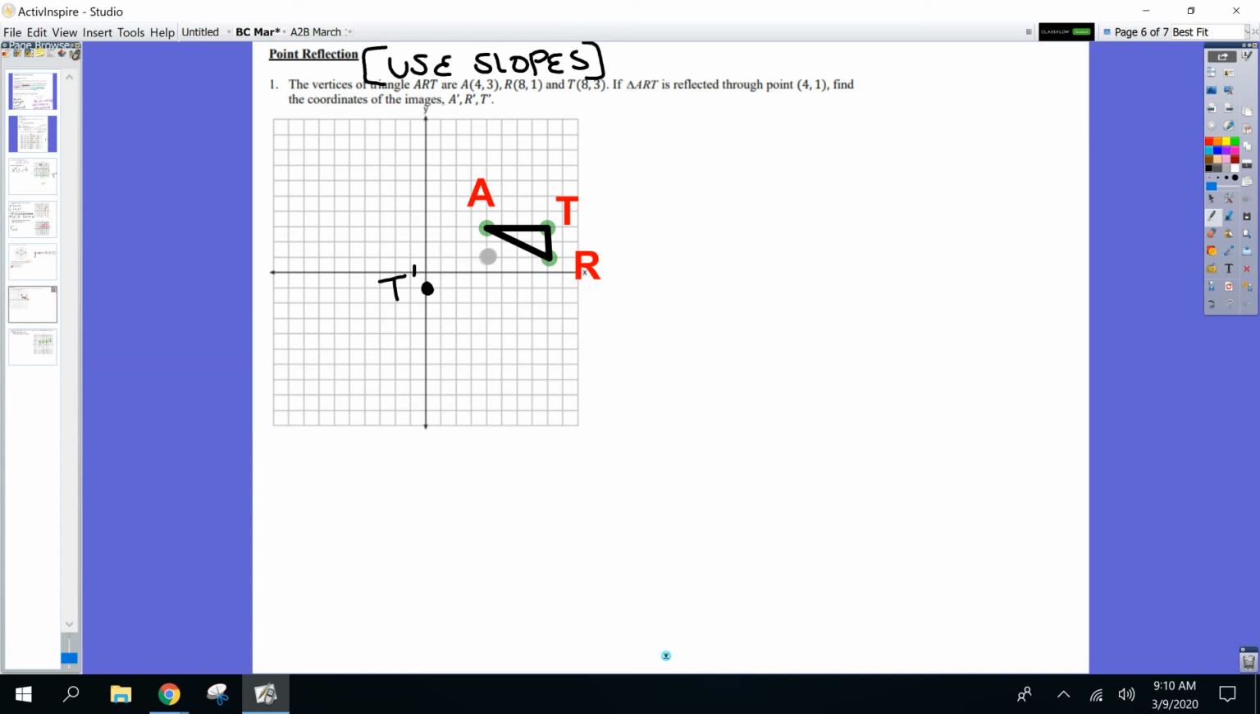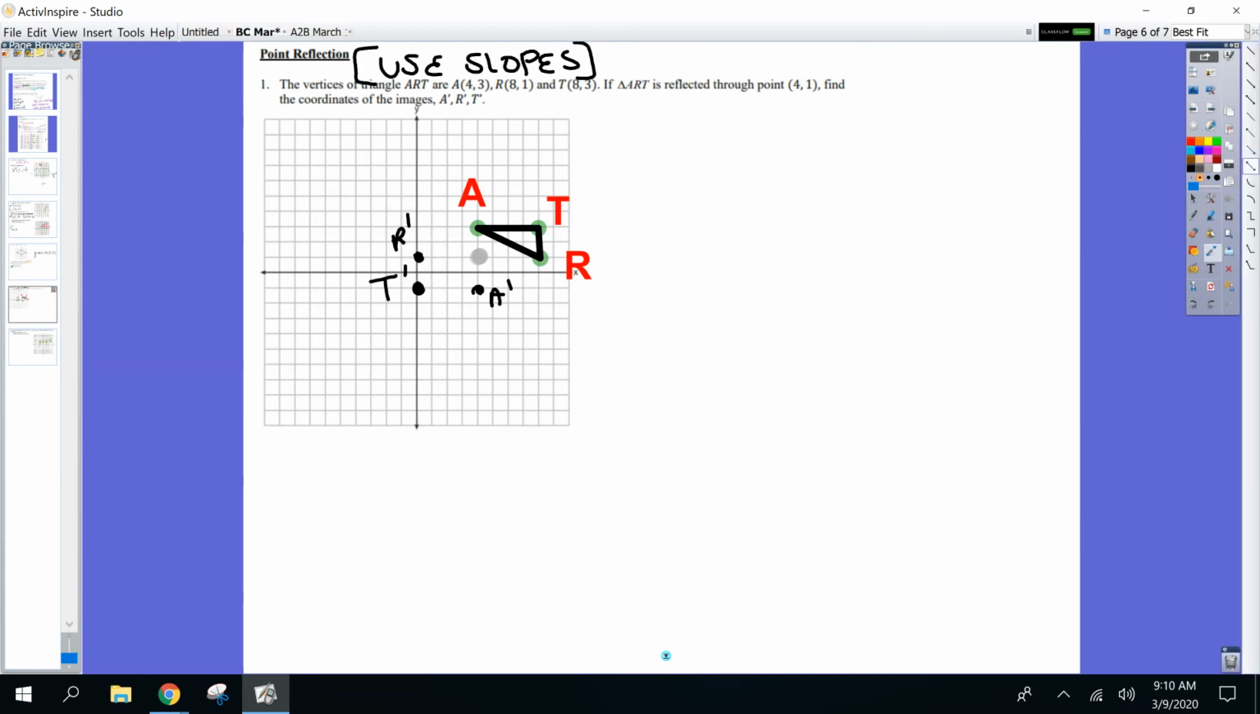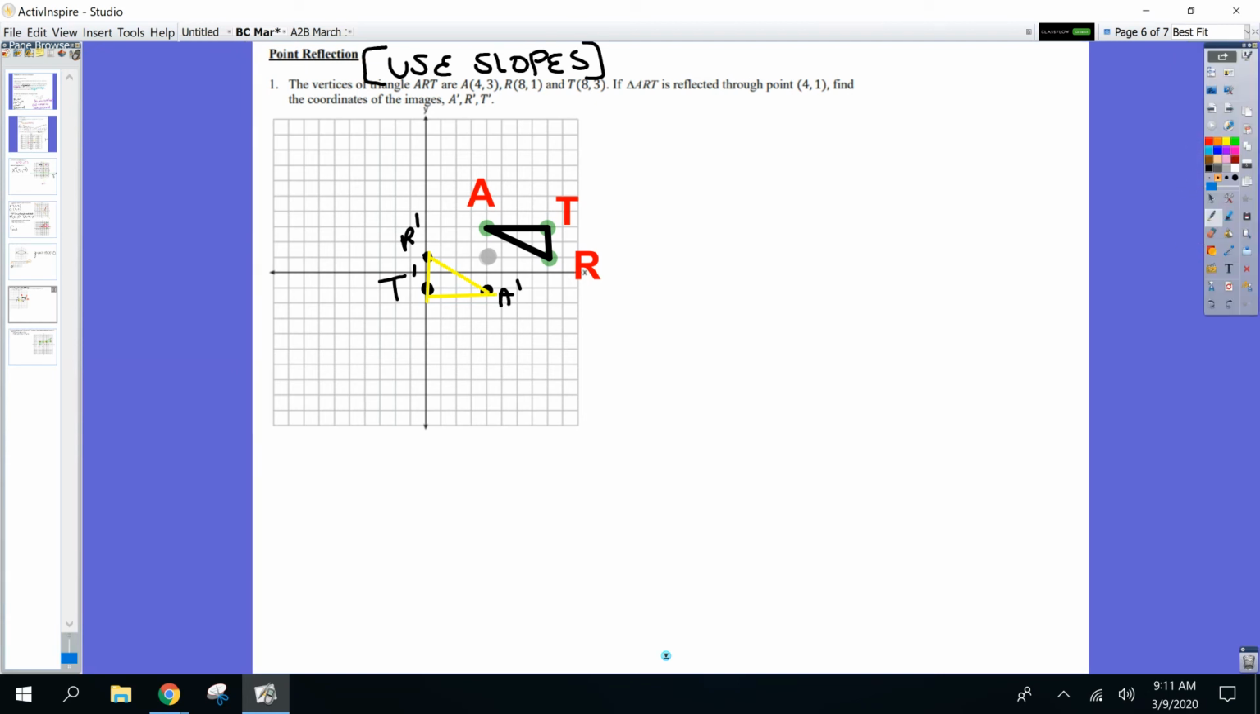Down 2, stays the same. Left, 1, 2, 3. 1, 2, 3, 4. There it is, R prime. So easy adjustment there. Find the coordinates, all right? So I'm just going to have somebody tell me what was A prime, R prime, T prime.